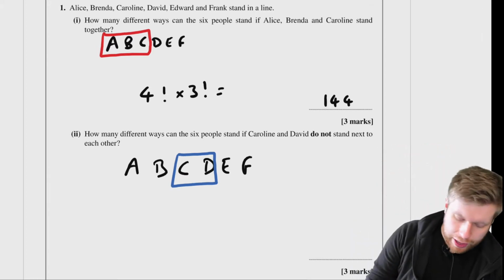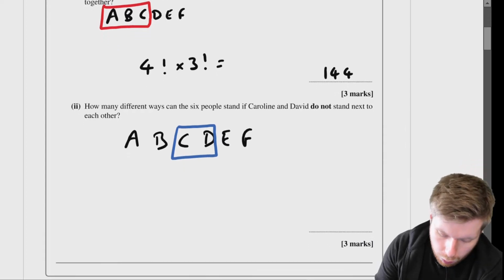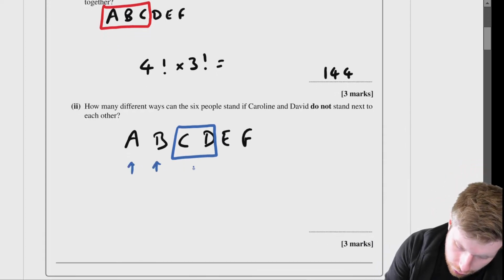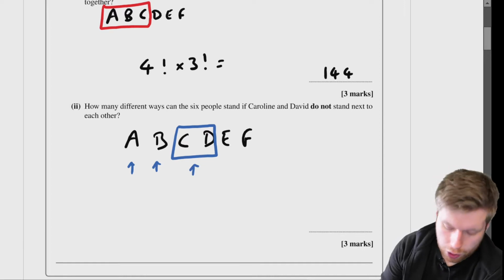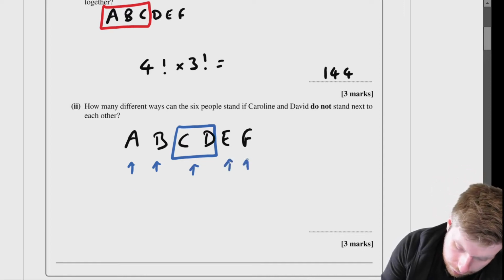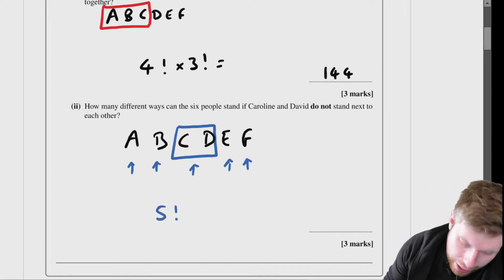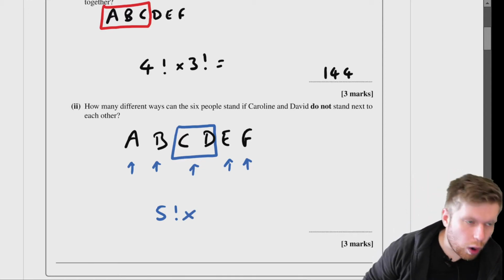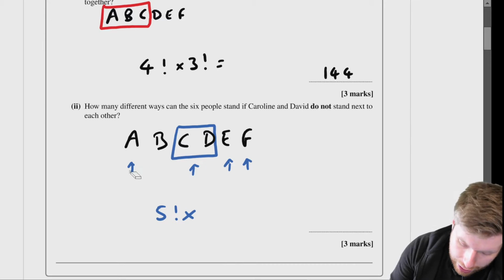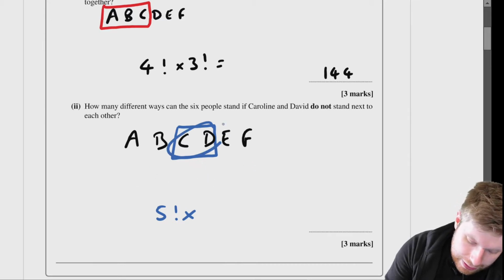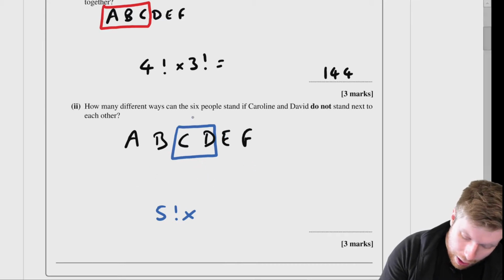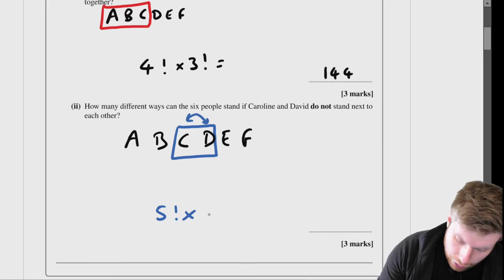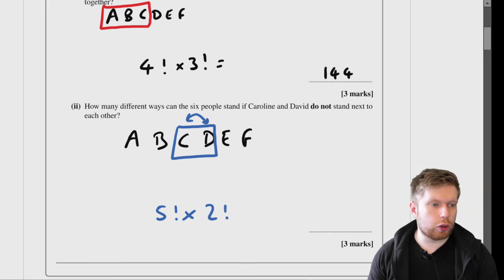Okay, so the number of ways of arranging them such they do stand together, we'll have a look. There's 1, 2, they're glued now. C and D are glued as one object. So that's 3, 4 and 5. In other words, there's 5 factorial ways of arranging these 5 people in a line. But then for every one of those 5 factorial ways of arranging those 5 people in a line, C and D could be round the other way. In other words, there's 2 factorial ways of arranging those 2 people.